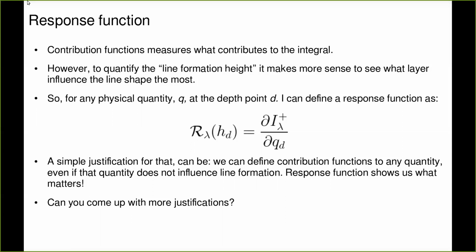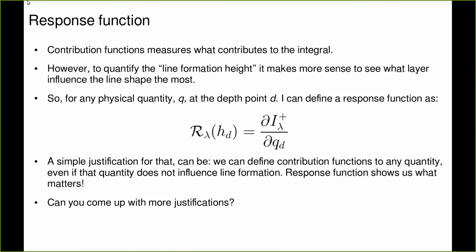Obviously, I can calculate the response function to the temperature, but I can also calculate it with respect to density, with respect to the magnetic field, with respect to the line of sight velocity, microturbulent velocity, even abundance if I want. So in principle, I could define the response functions with respect to any quantity that I want, and I can assess how important that quantity at each depth and each wavelength is for the line formation.